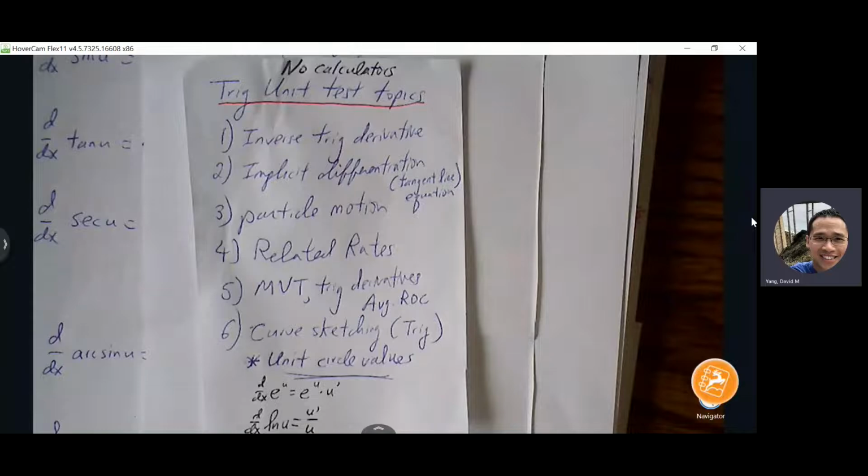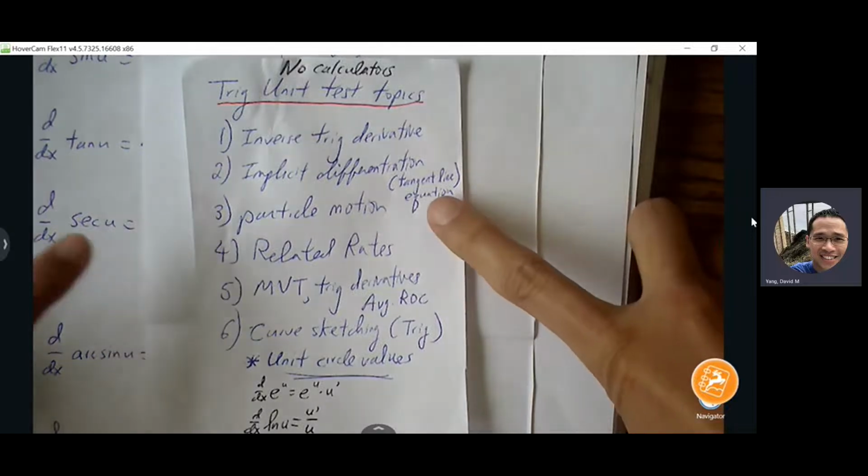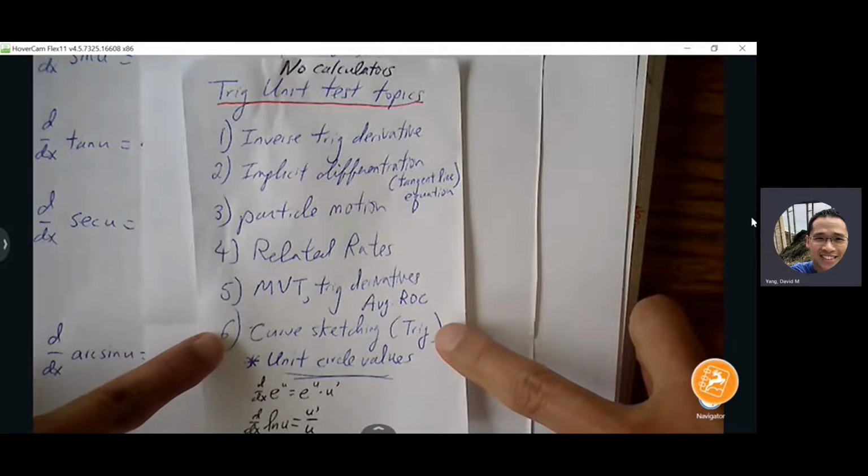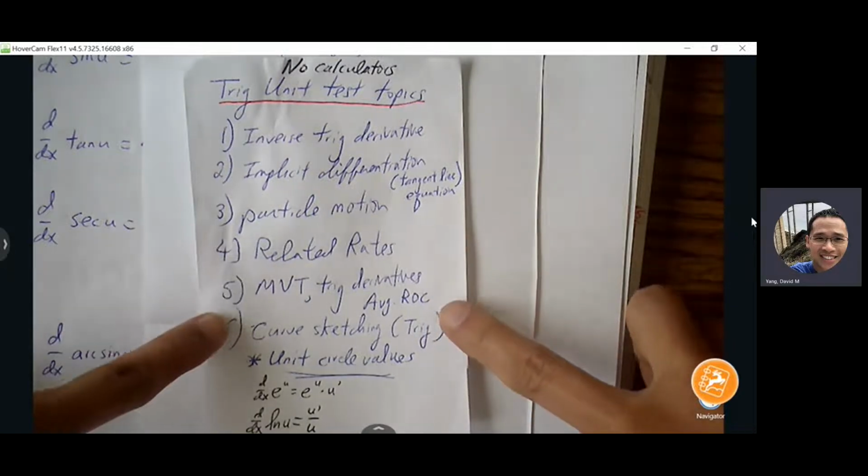So topics tomorrow. I have this on my website as well under tomorrow's day. No calculators. I think we've gone through inverse trig derivatives. We've done implicits. Today, I'm going to focus on particle motion and curve sketching. Those are the two big ones I want to focus on today.